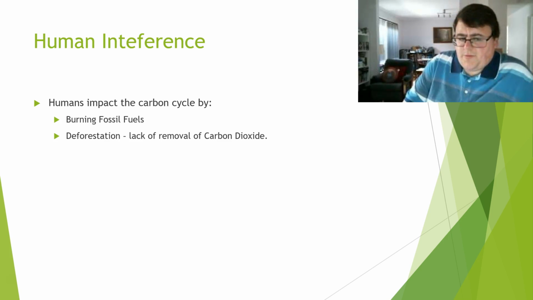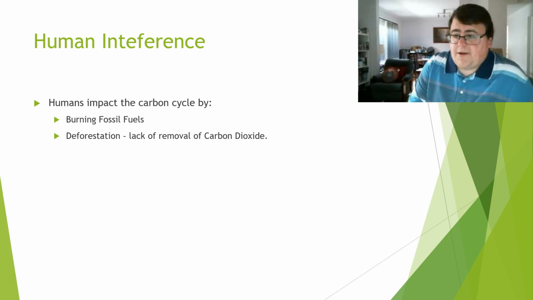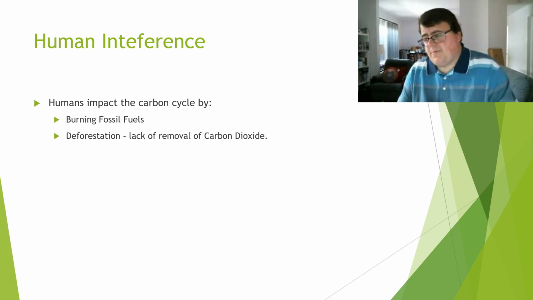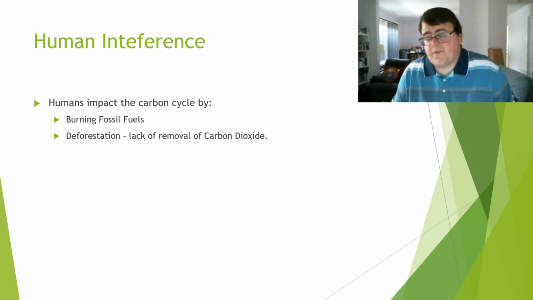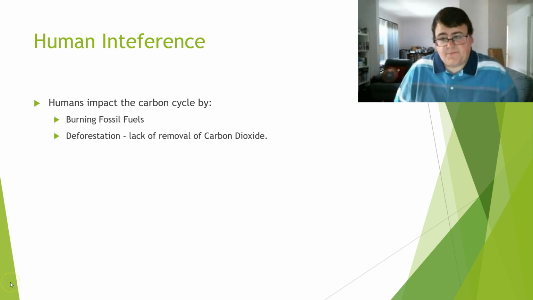So the main ways that humans impact the carbon cycle is through burning of fossil fuels, increasing the amount of carbon dioxide entering the atmosphere at an alarming rate, and through deforestation. So we're removing trees from the environment, which removes the source of removal of carbon dioxide, which again increases the amount of carbon dioxide in the atmosphere. So removing, again, sort of from that cycle.